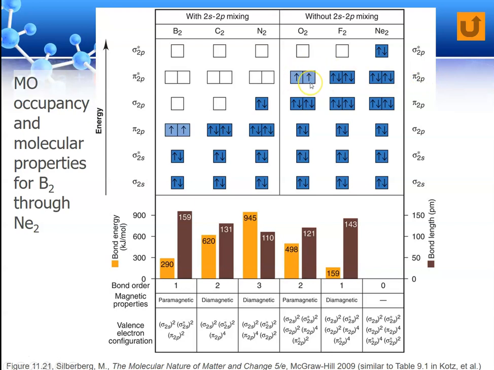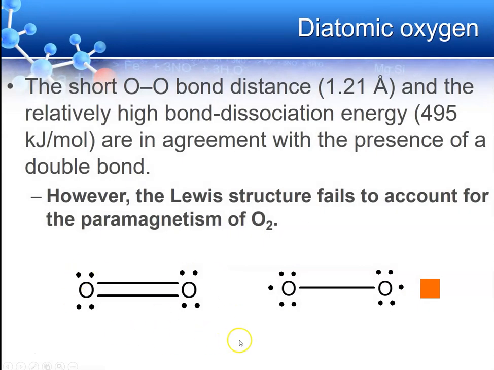So in fact, we do have 2 unpaired electrons. Our Lewis structure doesn't make it look like that, but that's what it looks like according to molecular orbital theory, which is sort of a paradox because if you look at the oxygen molecule, its short bond distance and its high bond dissociation energy really is in agreement with this double bond. And we often draw oxygen like this, but we do have to account for the paramagnetism. And molecular orbital theory is the only way we can do that.